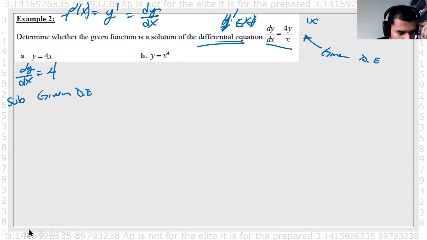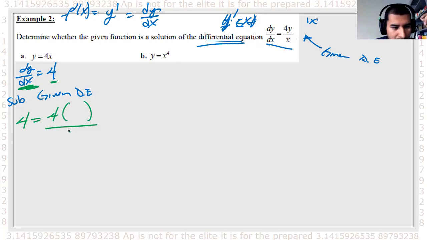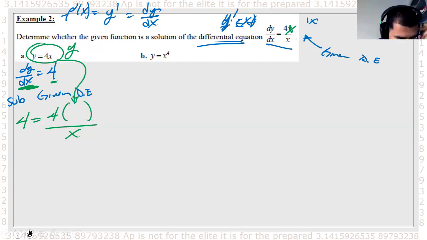A different color. So dy/dx, I just solve for it. The same dy/dx is equal to 4. So then I have 4 equals 4y. Wait, do I know what y is? Well, sure I do. I was given y. This is what my y equals, and it is a y that I am using. So I'm going to go ahead and put that right here, which is a 4x.